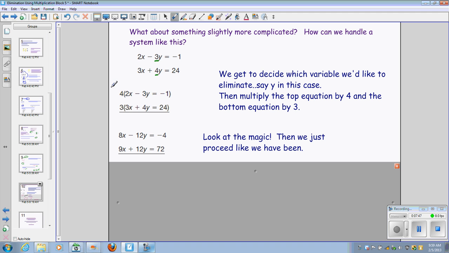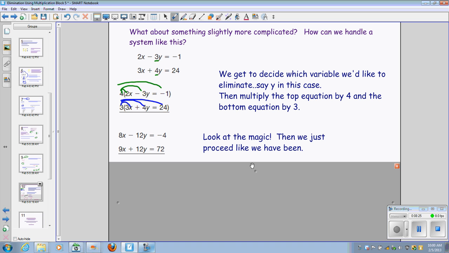Oh my gosh, look at this, it's magic. Because remember, we use the distributive property. 4 times 2x is 8x. 4 times negative 3y is minus 12y. 4 times negative 1 is negative 4. We also are going to have to distribute the 3 here to the bottom equation. 3 times 3x is 9x. 3 times 4y is 12y. And 3 times 24 is 72. Would you look at this magic? What just happened here? Now we do have opposite coefficients. We've got a negative 12y here and a positive 12y there.